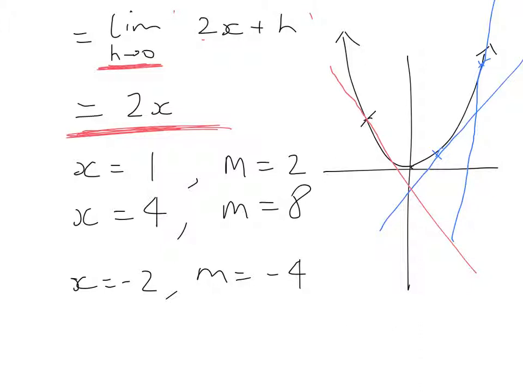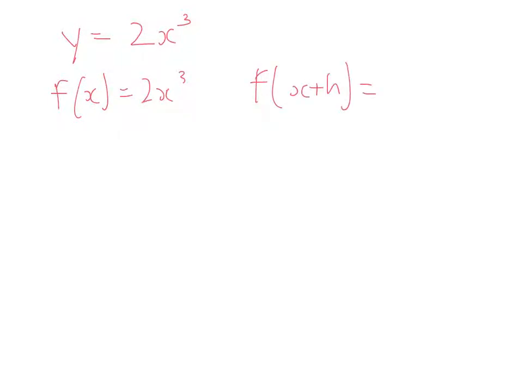Let's pick one more. I'm going to take y equals 2x cubed, so we've got a cubic this time. Let's do this one. f(x) equals 2x cubed. Of course, we need f of x plus h. That's going to be 2 times (x plus h) cubed.